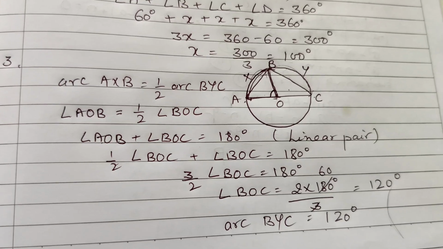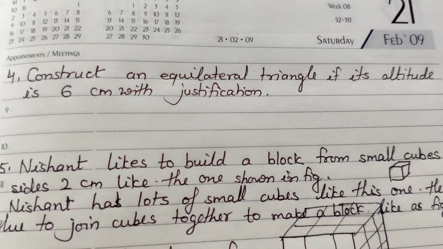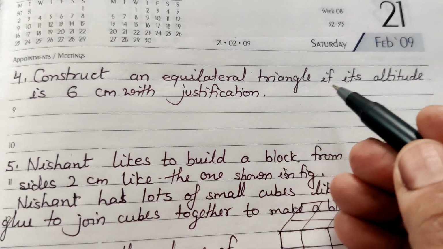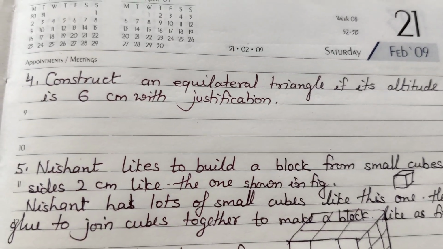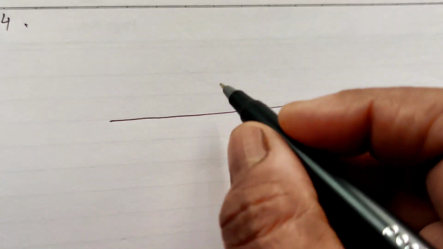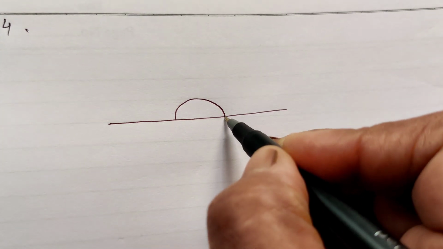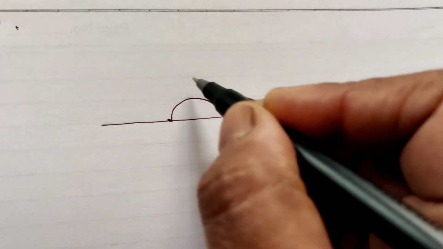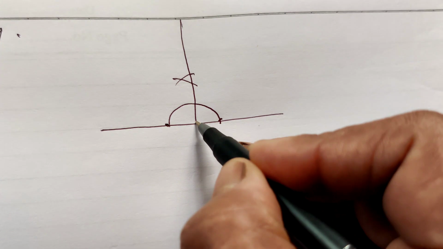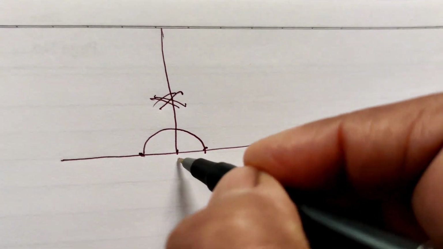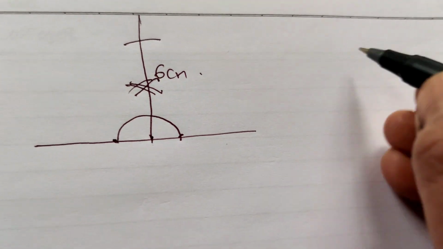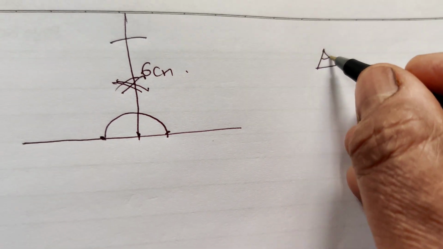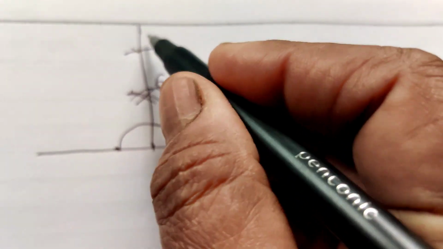Okay. Question number 4, from construction. Construct an equilateral triangle if its altitude is 6 centimeter, with justification. First we draw a line, and draw a perpendicular on it. Perpendicular means from this, cut an arc. Altitude is 6 centimeter, means cut an arc of 6 centimeter. The equilateral triangle, we know that each angle is equal to 60 degree. And this is the vertex A.